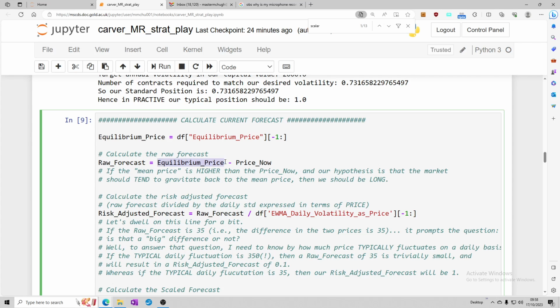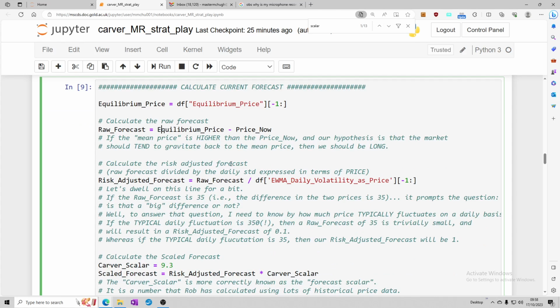So if the equilibrium price is higher than the price now, our hypothesis is that the market should tend to gravitate back towards this equilibrium price. So right now, we probably have a desire to be long because the current price is below the equilibrium price.